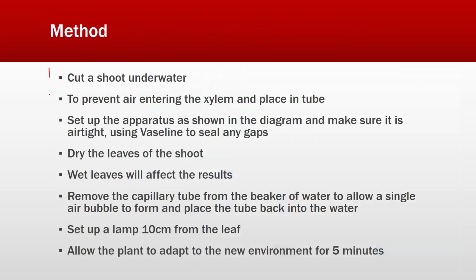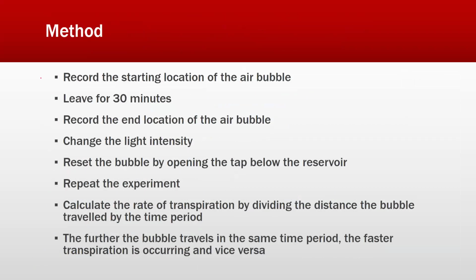Cut a shoot underwater to prevent air entering the xylem and place it in the tube. Set up the apparatus. Dry the leaves of the shoot, as wet leaves will affect the results. Remove the capillary tube. Set a lamp 10 centimeters from the leaf and allow the plant to adapt to the new environment for 5 minutes.